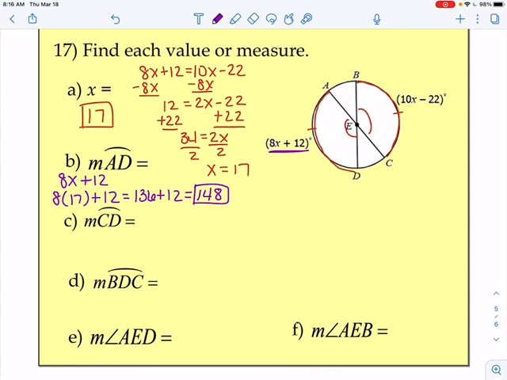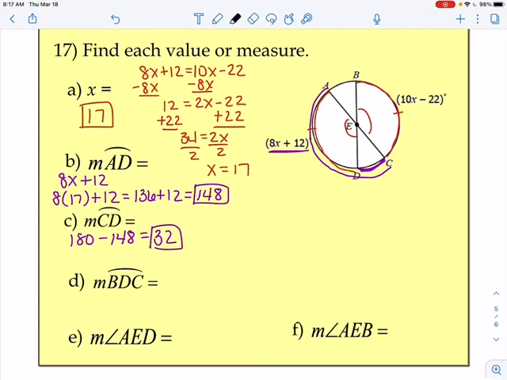Arc CD. CD is the small arc right here that I'm putting in purple. If I look at this entire arc going from A to D to C, that would be half the circle. That would equal 180. So if I take the 180, and we already found AD in the last problem, if I get rid of that 148, that's going to leave me with arc CD, which is going to be 32. So arc CD is 32.